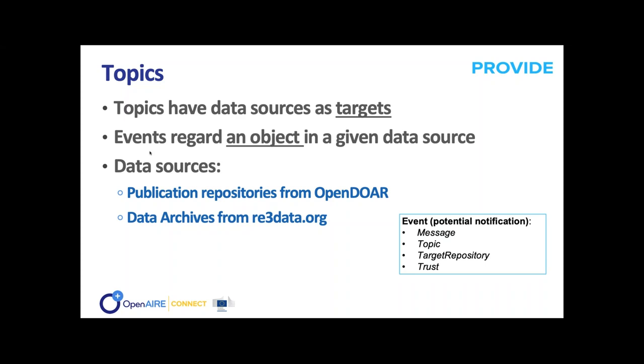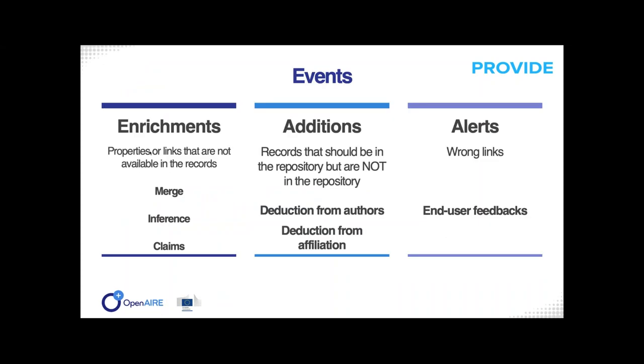So the original source can actually subscribe to a kind of topic and say, give me all topics that have a given level of trust, for example, and whose message respects certain criteria. So these are fine-grained configurations that we can provide. We have three kinds of events: enrichments, additions, and alerts. We are only producing enrichments today.